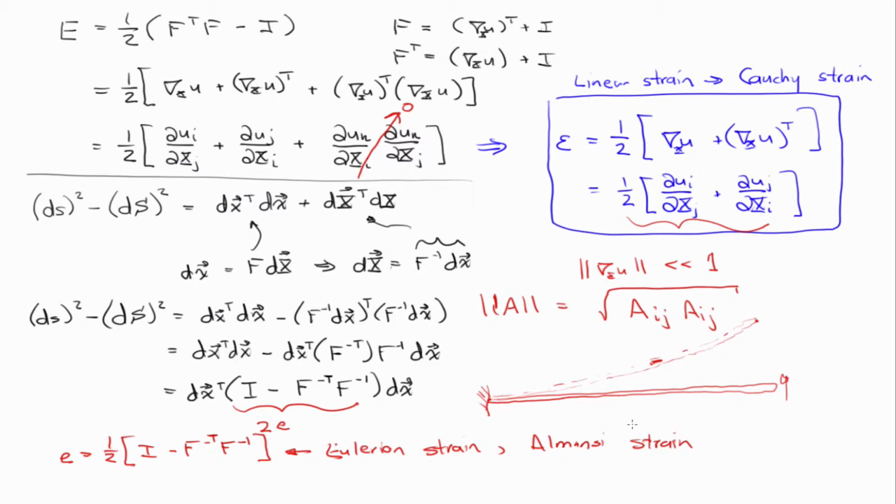So the Green strain references back to the reference configuration, as is apparent by the fact that we put everything in terms of big X's when we derived it. Then for the Eulerian or Almansi strain, we put everything in terms of little x, and little x is in what configuration? The current, or the deformed configuration. So this is a valid strain measure in the current configuration.